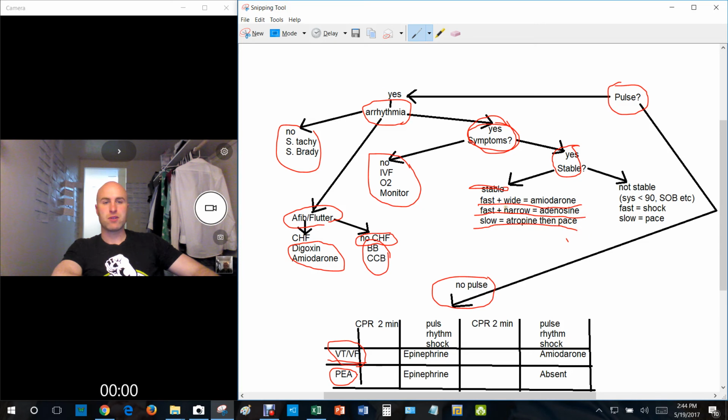Okay, so I got that. So fast and wide, amiodarone. Think of an odor that spreads out widely across the whole room, but it does so very fast. So amiodarone, odor, fast and wide. Whereas fast and narrow is adenosine, the other one.